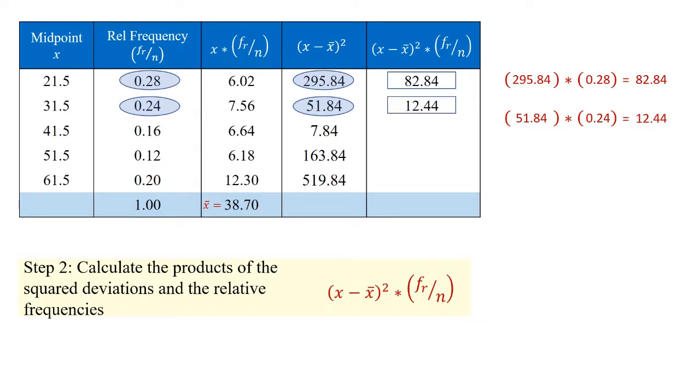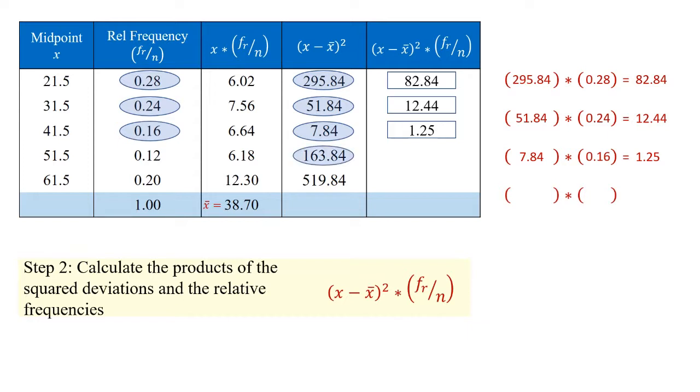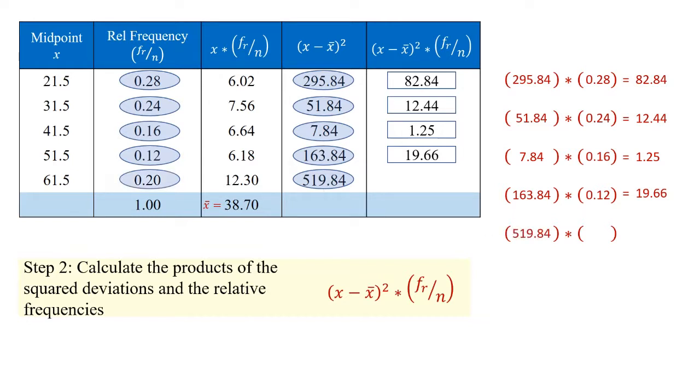Next step, 7.84, the squared deviation, times the relative frequency, 0.16, for a value of 1.25. Next, for the fourth group, squared deviation is equal to 163.84 times 0.12, the percentage of people in this group, for a value of 19.66. Finally, the oldest group, their squared deviation is 519.84 times 0.20 for a value of 103.97.